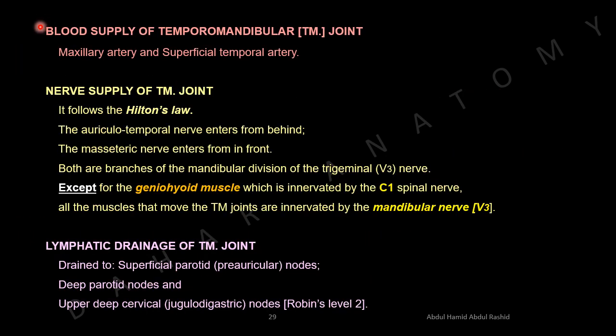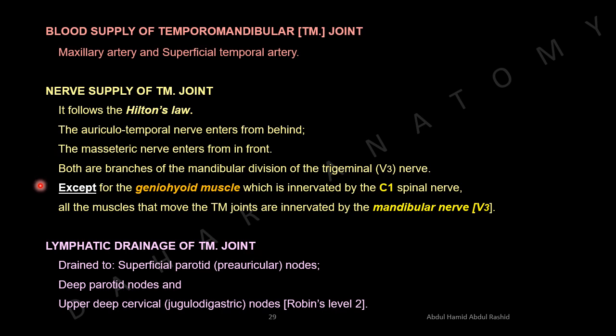Blood supply of the temporomandibular joint: maxillary artery and superficial temporal arteries. They are branches of the external carotid artery. Nerve supply of the TM joint follows Hilton's law. That means any nerve which crosses the joint will supply the joint. They are the auriculotemporal nerve, which enters from behind, and the masseteric nerve, which enters from in front. Both are branches of the mandibular division of the trigeminal nerve, V3.